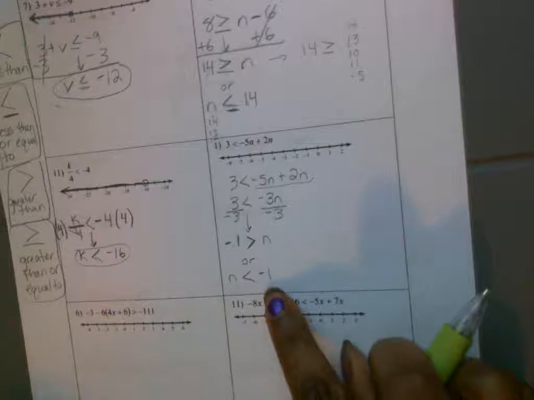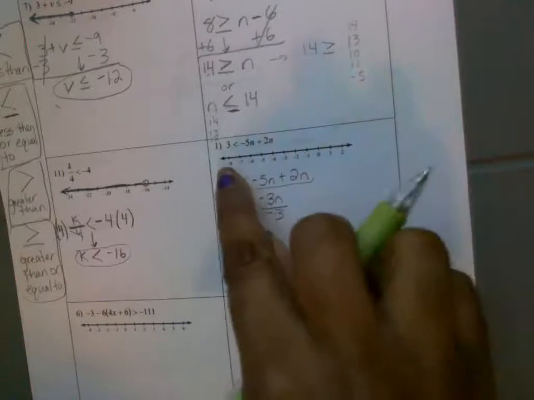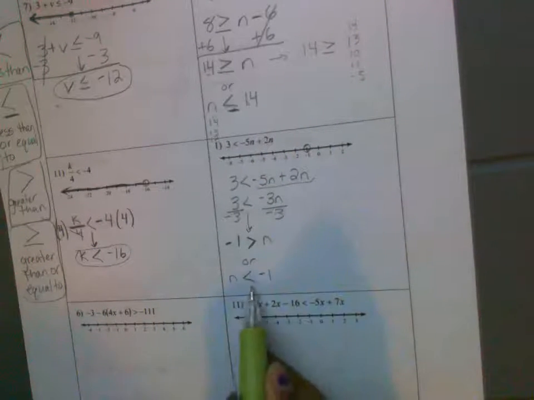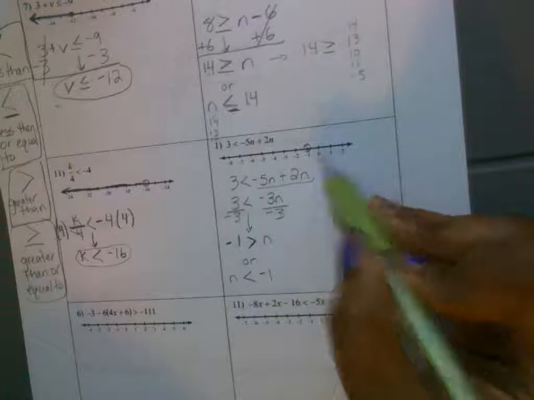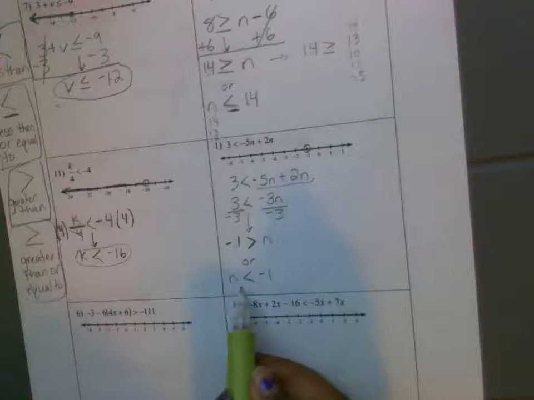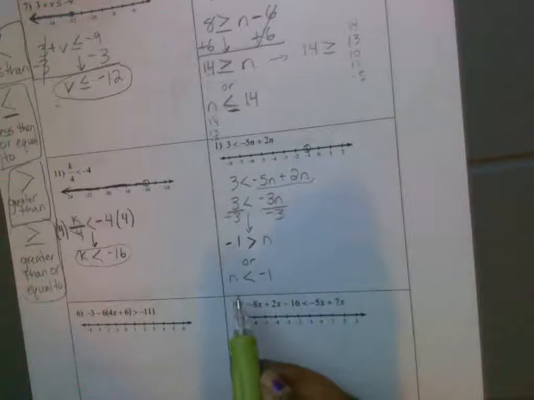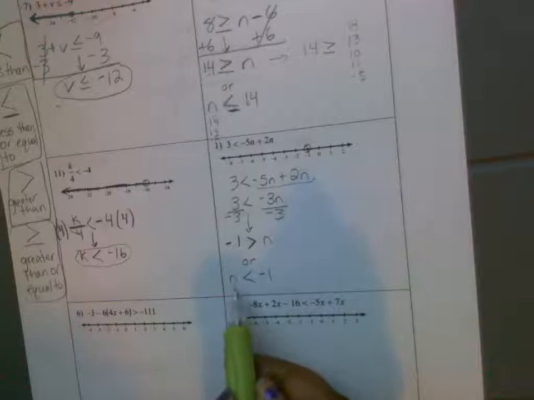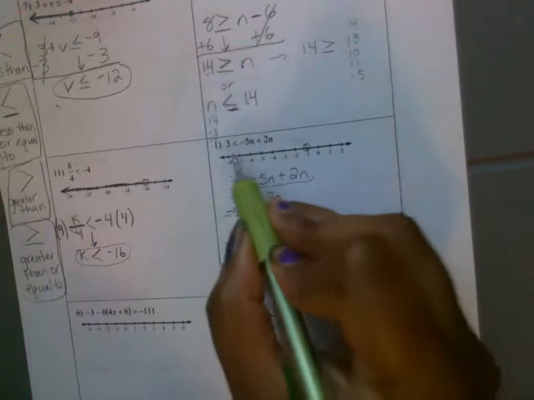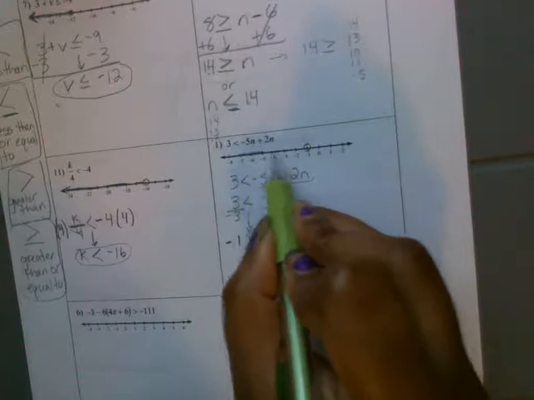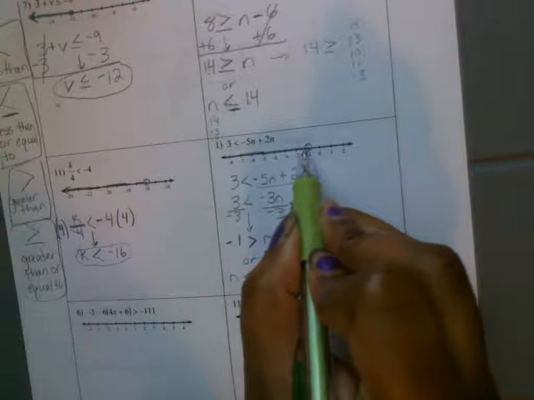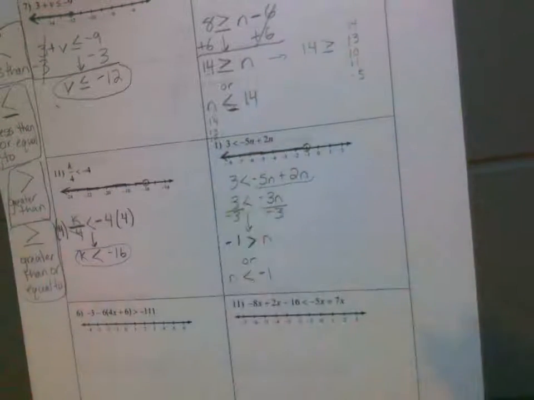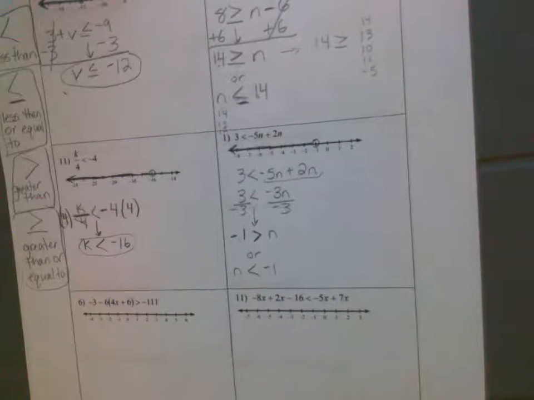So now we're going to graph it. We're going to find negative 1 on the number line and put a circle here. Since there's no equal to, you're not going to shade in negative 1 because your answer can't be negative 1 because there's no equal to. So don't shade in negative 1. All of your values for n have to be smaller than negative 1, so you're going to shade to the left. These numbers here are smaller than negative 1. Okay? Any questions about that?